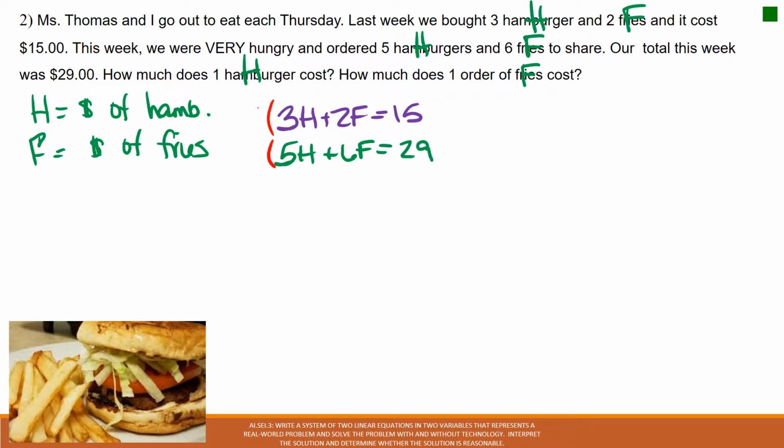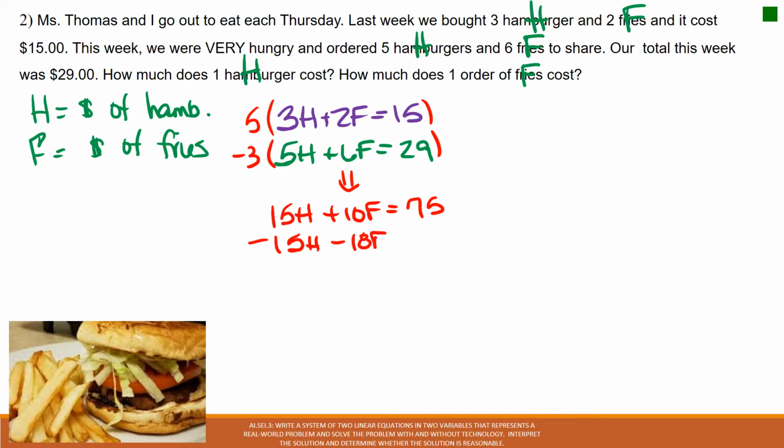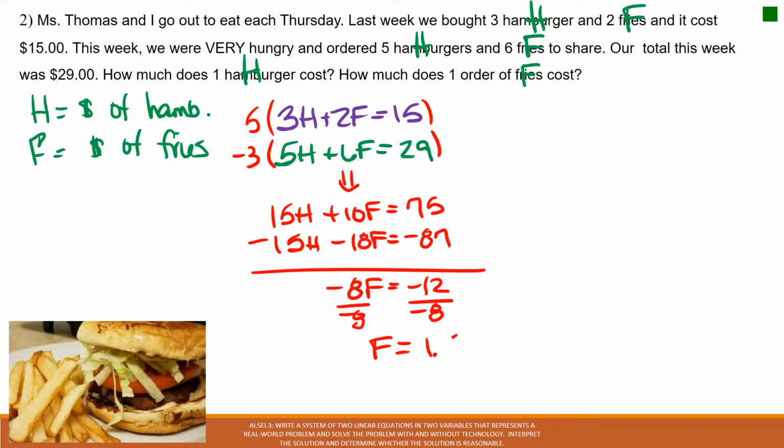This is definitely set up for elimination. Bring up the 5, bring down the opposite of 3, which is -3. And we get 15H plus 10F equals 75. Negative 15H minus 18F equals negative 87. So negative 8F is equal to negative 12. We divide by negative 8, and French fries, it comes out to 1.5.